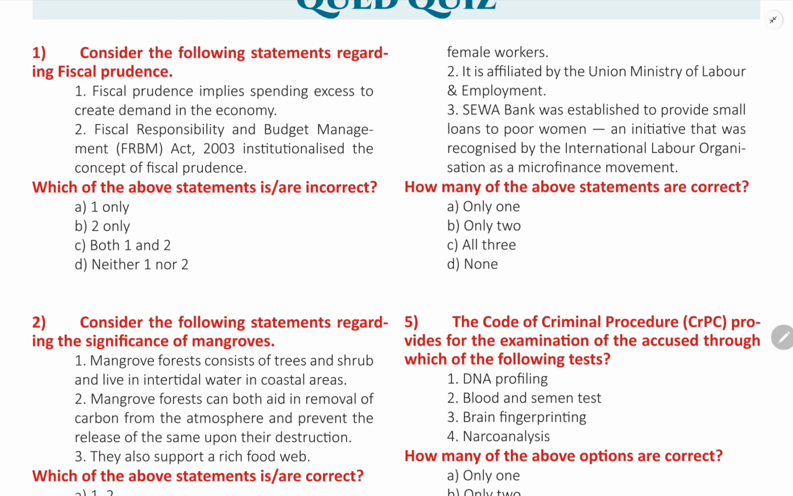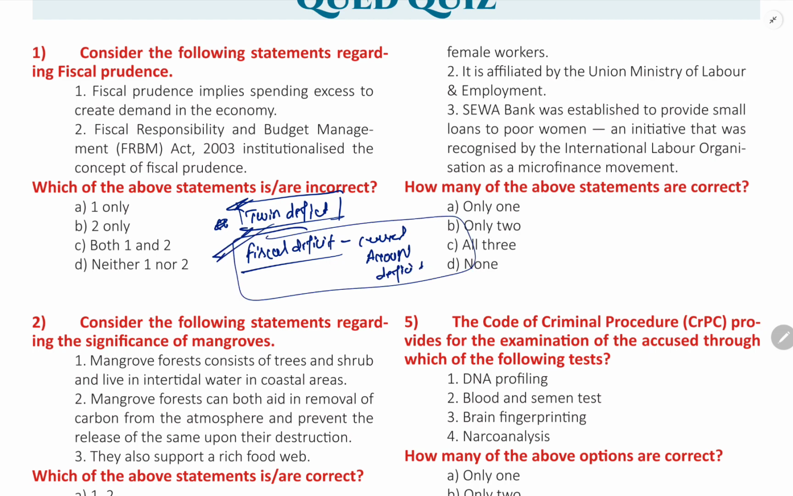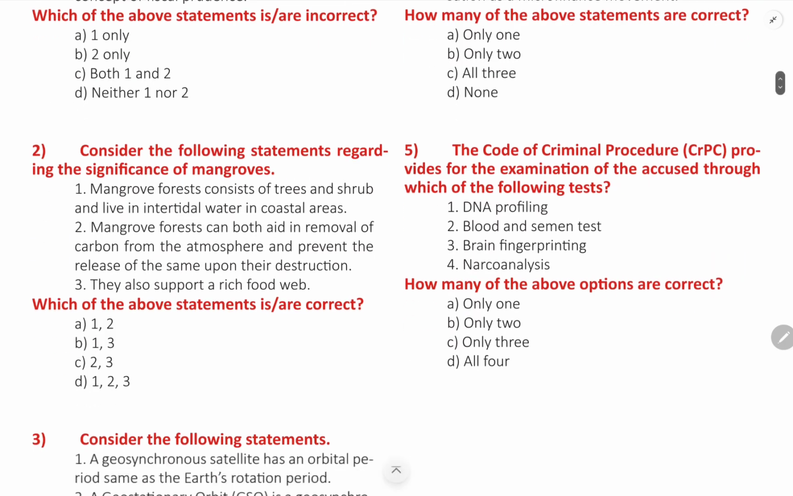There's one more term that you should know. It is the twin deficit. Twin deficit. This means the fiscal deficit minus current account deficit. Current account deficit. So this is the twin deficit. If there's a difference between the fiscal deficit and the current account deficit, it is known as the twin deficit. Okay. Now moving on to the next question.